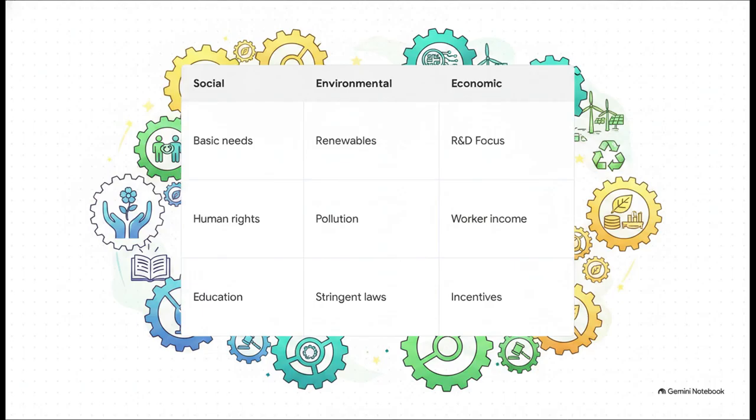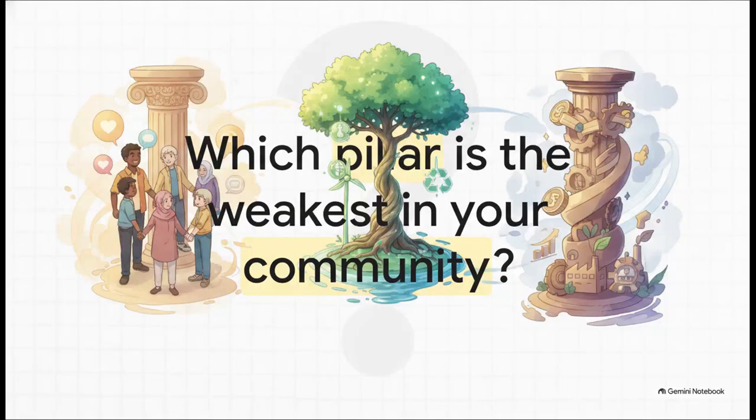When you lay them all out side by side like this, it becomes glaringly obvious. You cannot achieve one without the other two supporting it. They are literally interconnected gears, operating within the exact same machine. So, I want to leave you with a final thought to take away from our explainer today. Which of these three pillars, social, environmental, or economic, is the weakest in your own community? And by applying this integrated academic framework we just went over, what specific measures will you take to strengthen it?